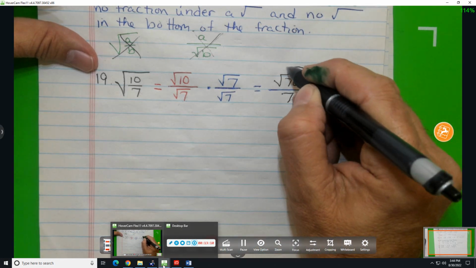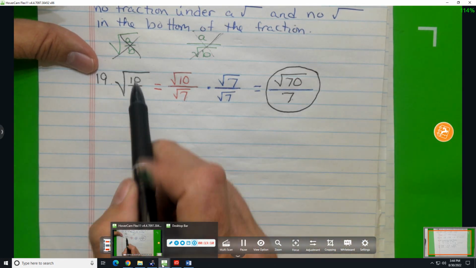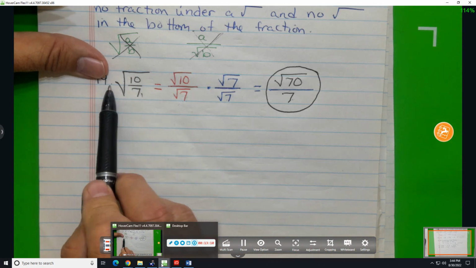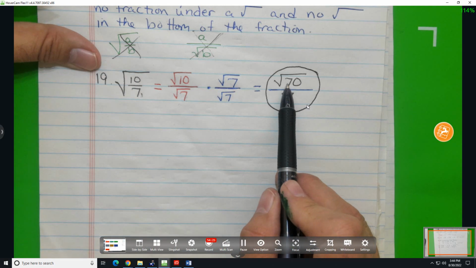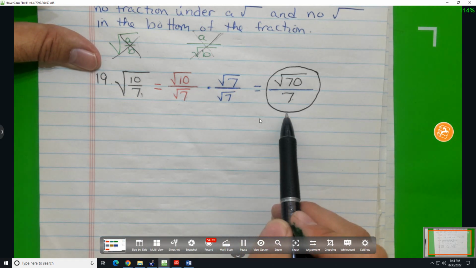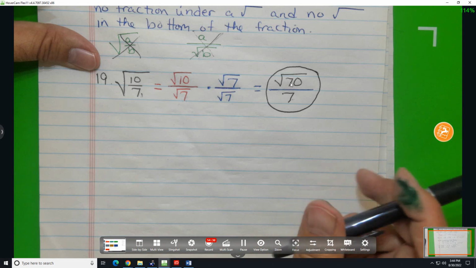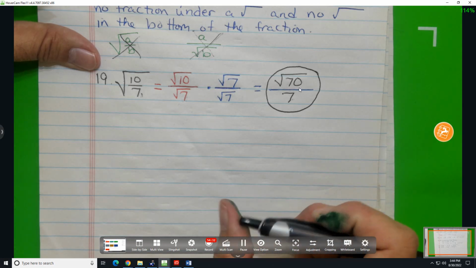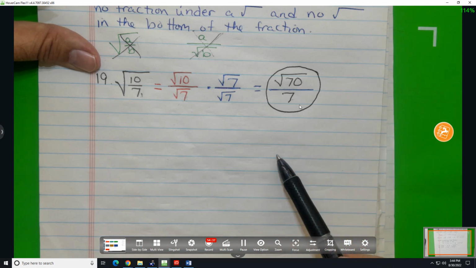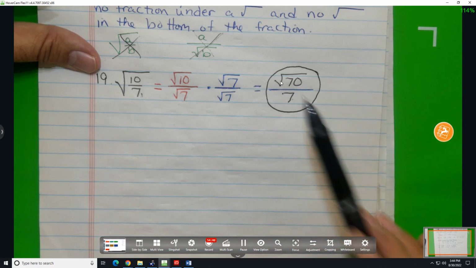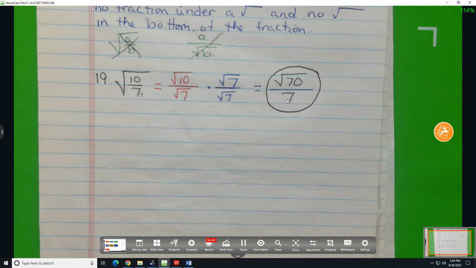So this is how that fraction should be written. Instead of the square root of 10 over 7, it should be written square root of 70 all over 7. And don't go cancellation crazy. If you had 70 over 7, you could cancel a 7 above and below and get a 10. But don't get a 10. 70 is under a square root. This 7 isn't. There's nothing you can do to simplify that. Your final answer will be the square root of 70 all over 7.